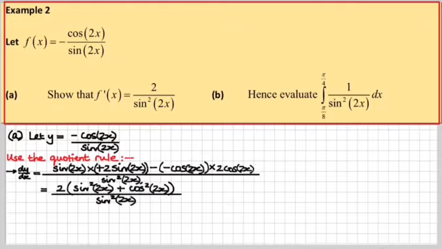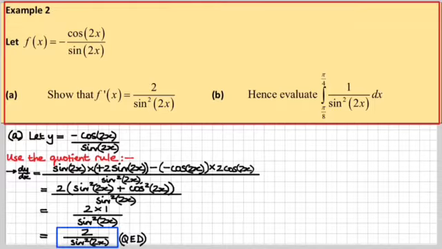Now, what's that besides a very big mess? Let's just flesh that out a little bit. I've taken out the common factor of 2, and it looks like, oh, look at that, sine squared 2x plus cos squared 2x, which of course you know equals 1. Well done, good on you. So therefore we just get 2 over sine squared 2x, which is what we had to prove, and there's our QED. Beautiful. So that's part A done.